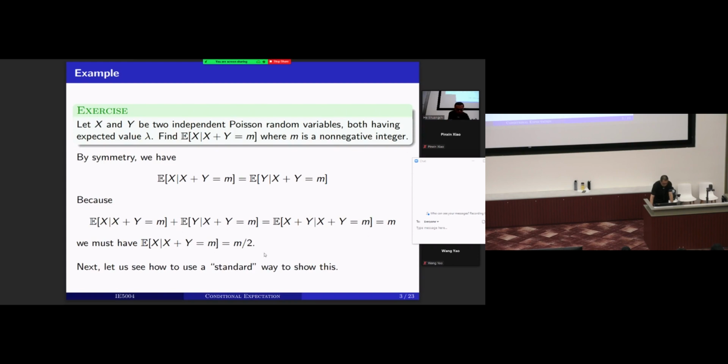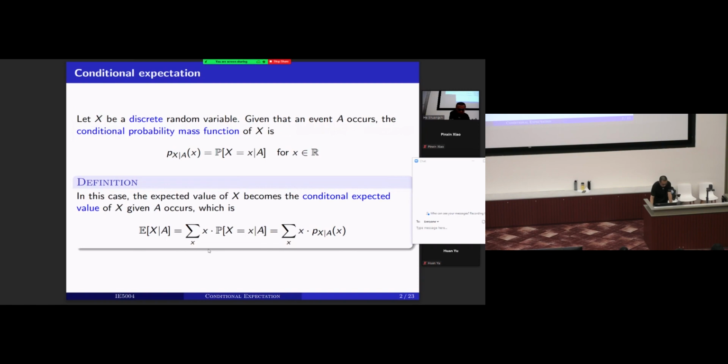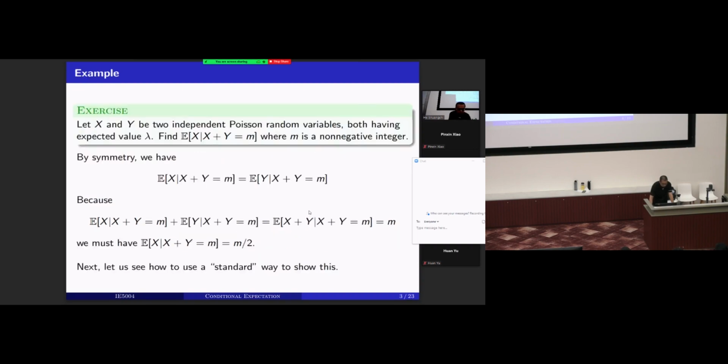As I said, there's another standard way to show this. In the standard way, we need to find the conditional distribution of X. It could be a bit complicated, but as I said, it's standard. You just follow the definition of conditional probability, and you derive things. So we can derive things like this. I will just leave things to you, and you just follow this formula, and you can calculate this. Then you will reach the same result, m over 2. But I will not discuss the details. I will just leave it to you, so please check the details after class. So this is an example.